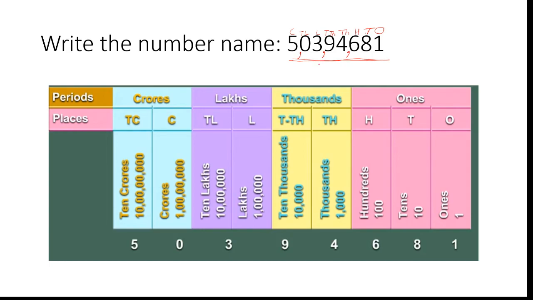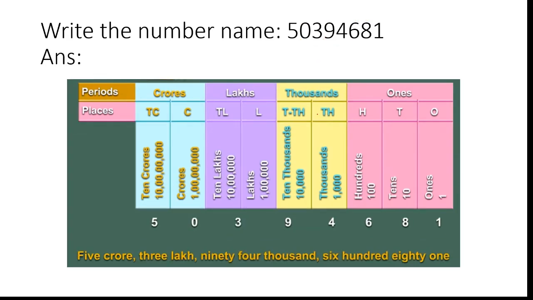So now how will you read this number? Let's check. Here you can see I have written the answer. Your answer will be 5 crore 3 lakh 94,681. In this way you have to write the number name.